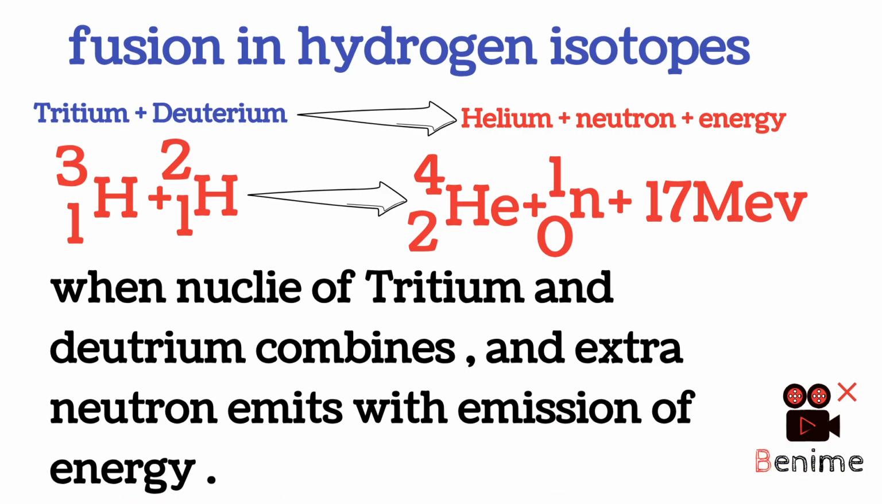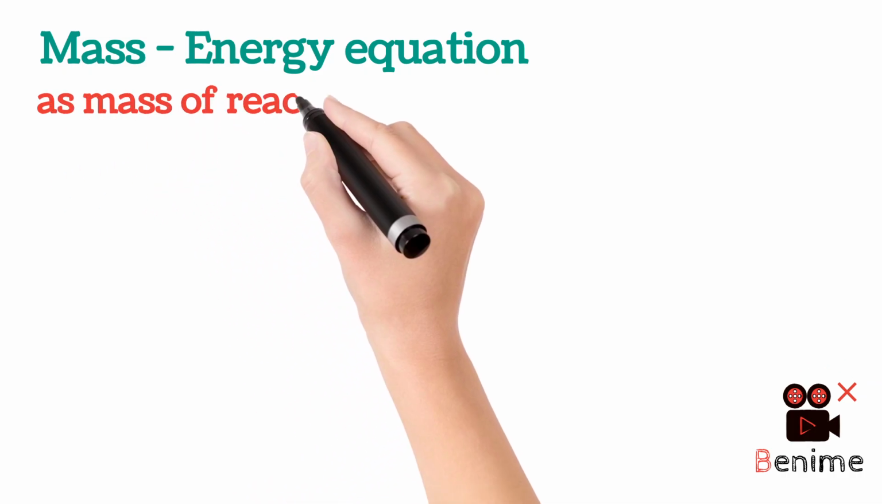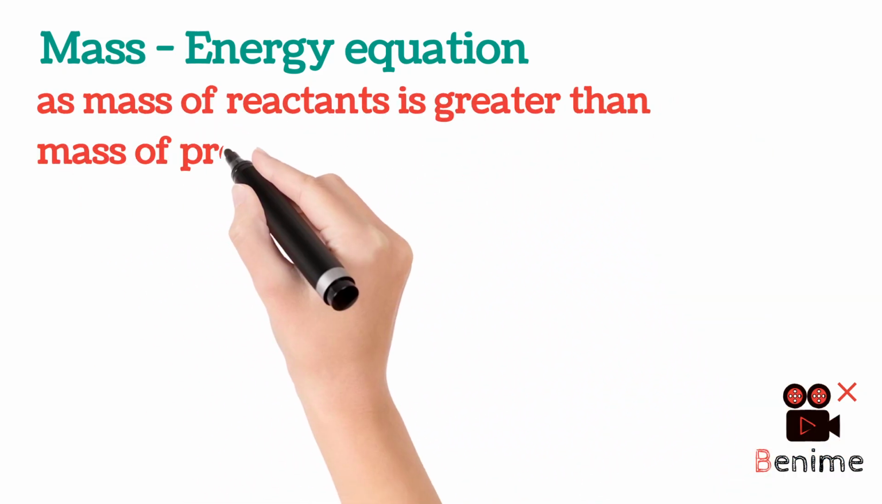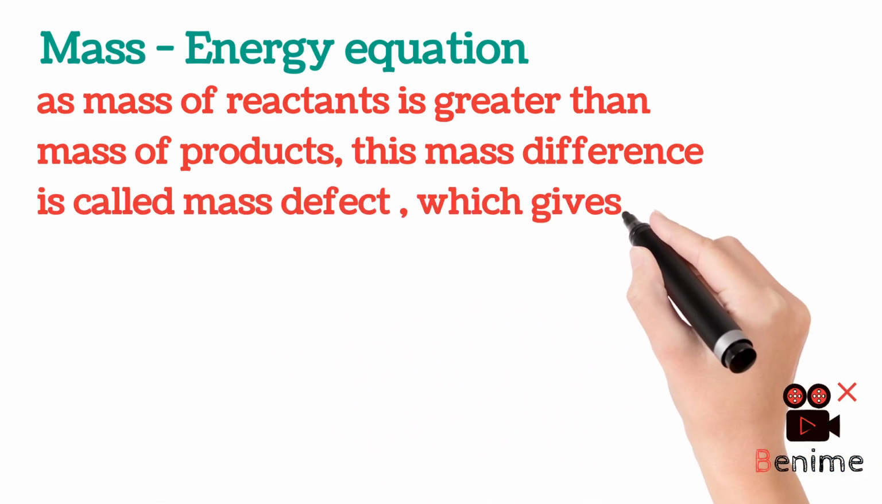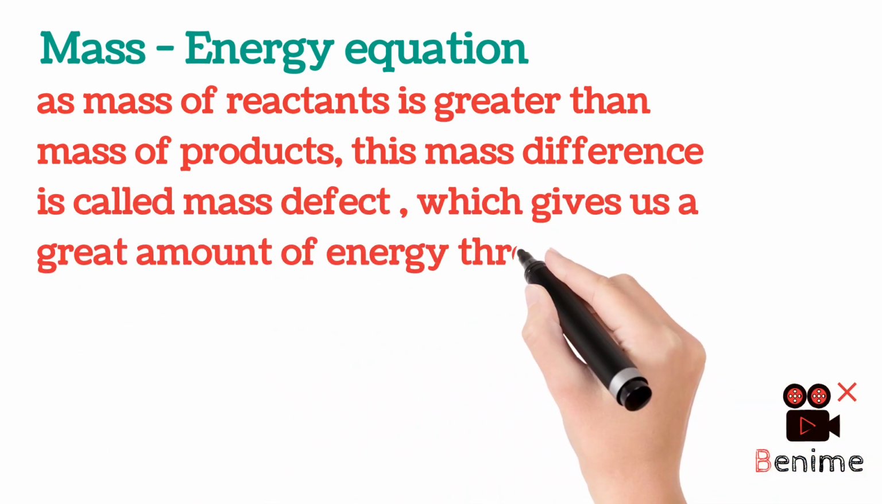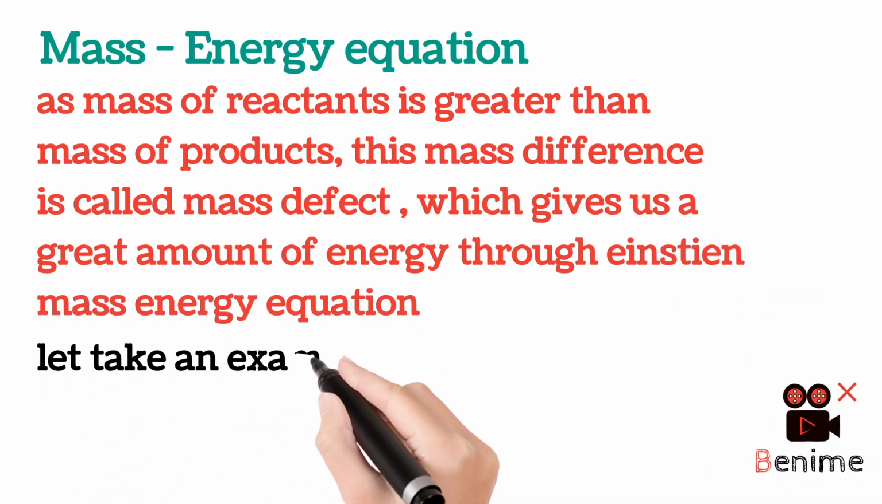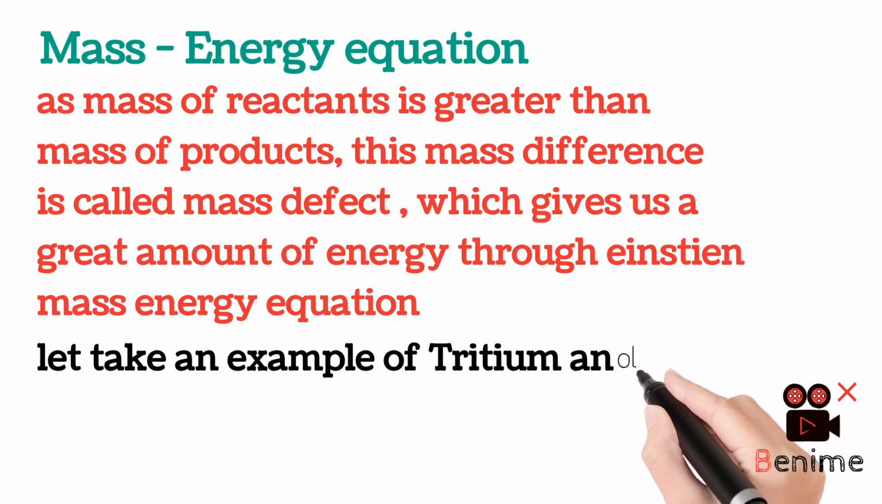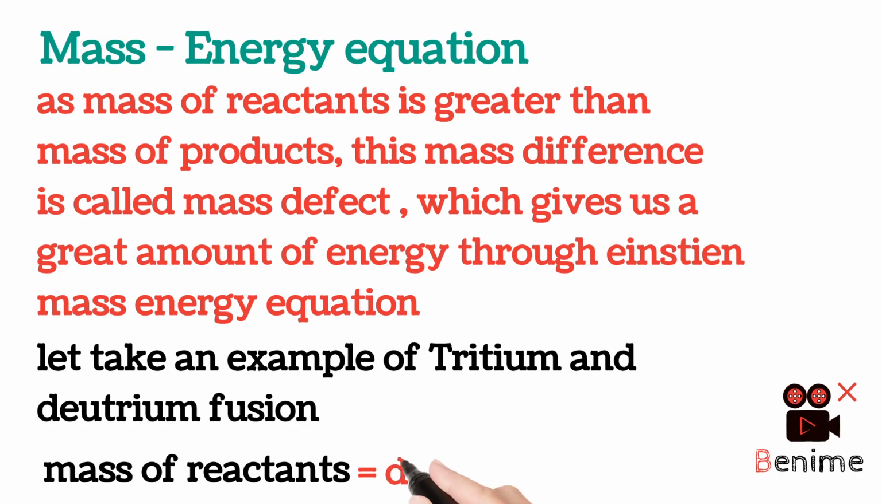The amount of energy released in a fusion reaction is due to conversion of mass defect into energy by Einstein's mass-energy equation. The mass of reactants, in this example deuterium and tritium, is greater than the mass of products, helium and neutron. This mass difference is the mass defect, which is converted into energy.